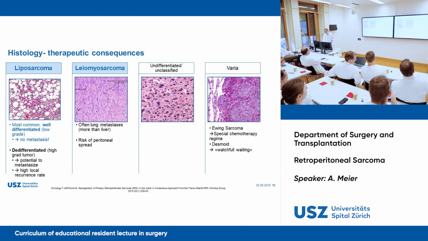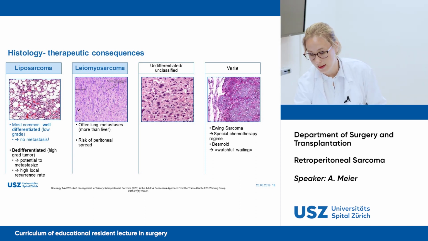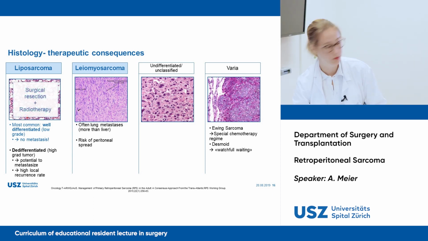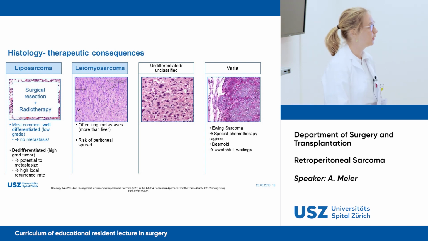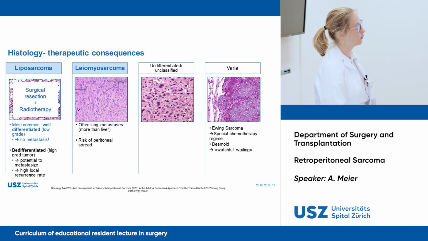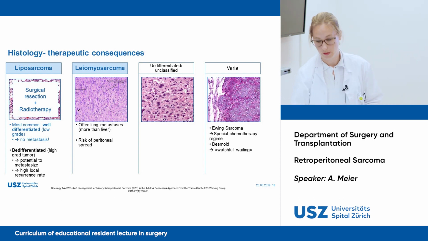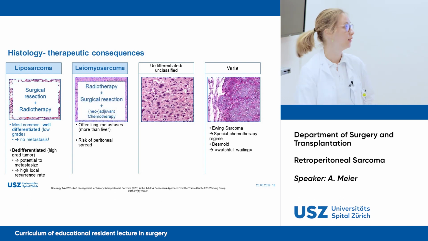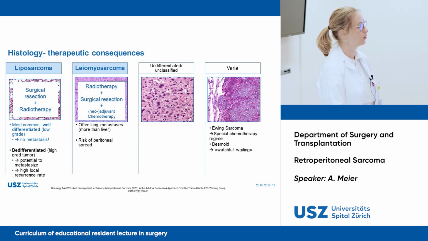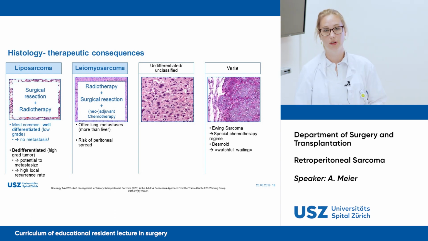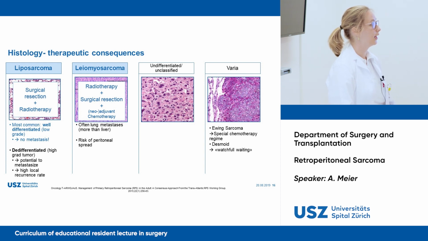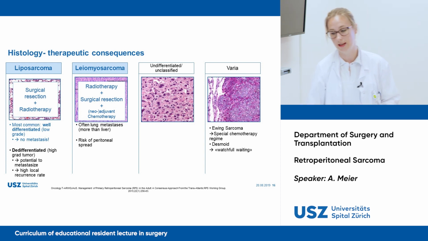The leiomyosarcomas often have lung metastasis, more than liver, and they have the risk to spread peritoneally. The unclassified, undifferentiated, and the varia, I will leave aside. They are not specific. There are so many. The first treatment we have for the liposarcomas is a surgical resection and radiotherapy. For the leiomyosarcoma, it's also radiotherapy, more or less, and surgical resection. And in research, there are a lot of studies about neo or adjuvant chemotherapy that could take place in here.